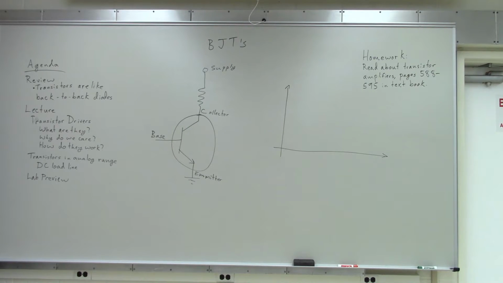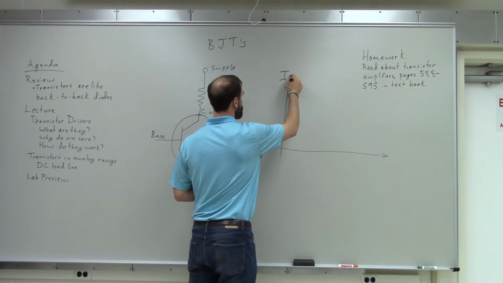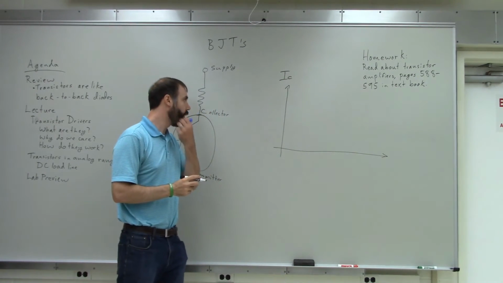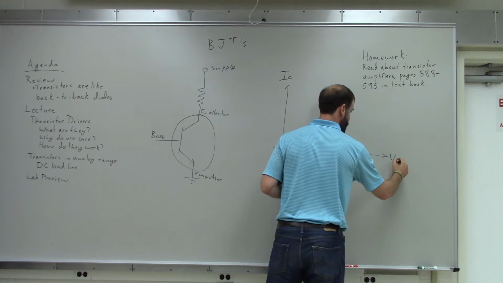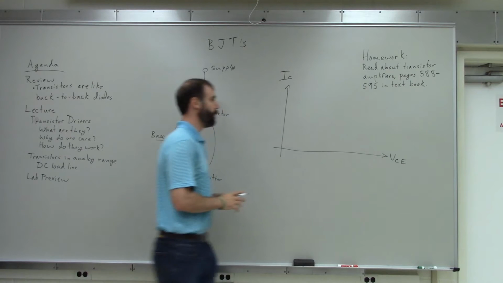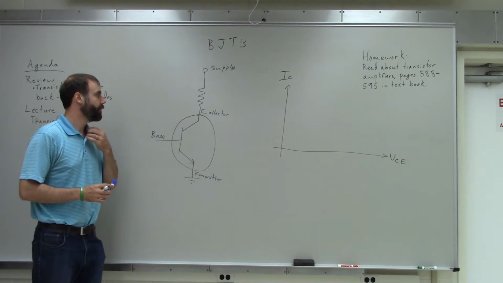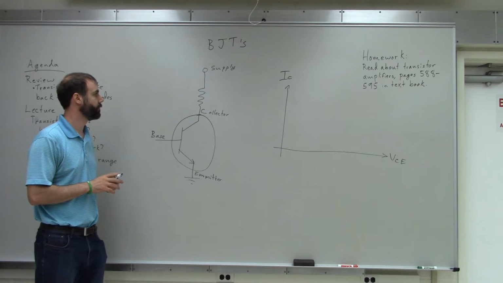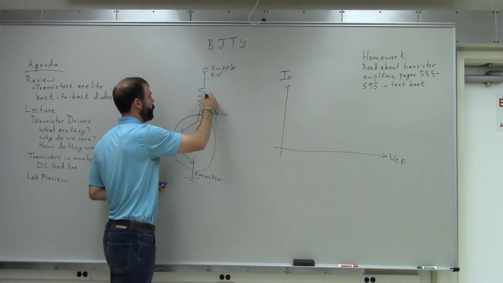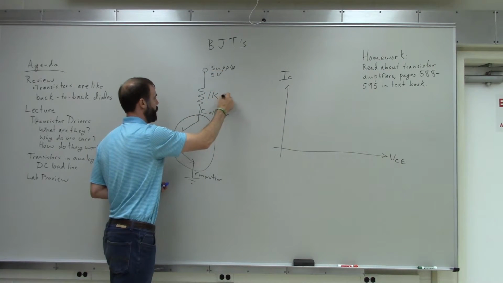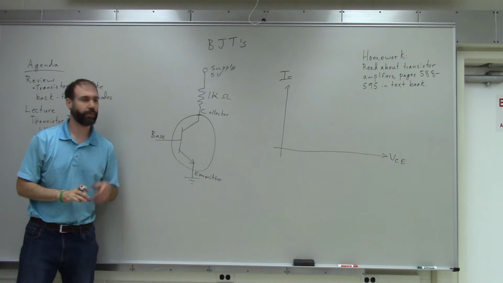Let me make sure I get the axes right. So this is the amount of current that's flowing through the transistor, and then this is the voltage between the collector and the emitter. Okay? So let's say that this is 5 volts and this is 1 kilo ohm. Okay, just for example.